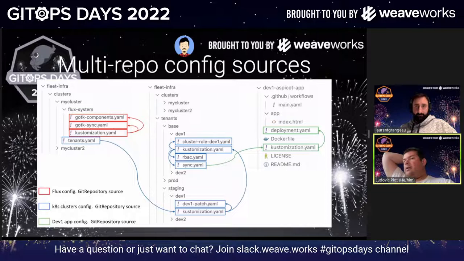And the entry point is of course a customization file, and this entry point is deploying a deployment resource and a service resource that will deploy our ASPICOT application.